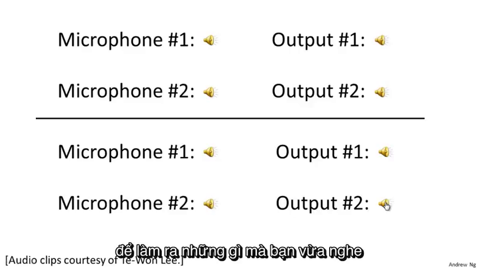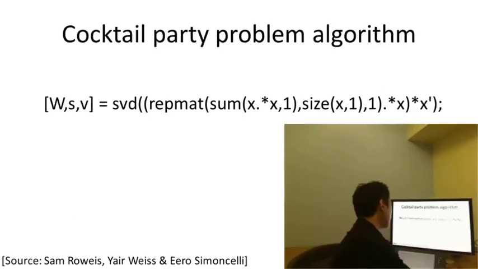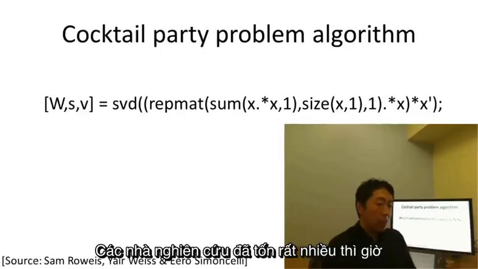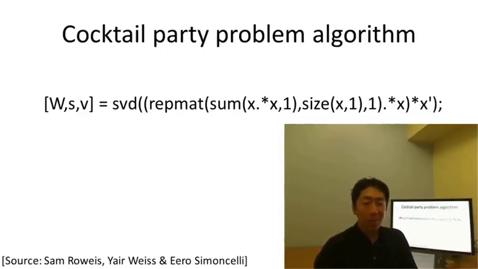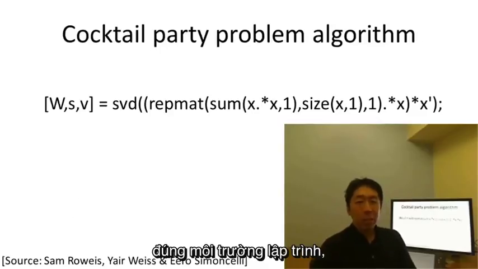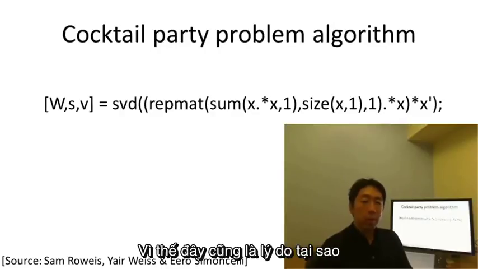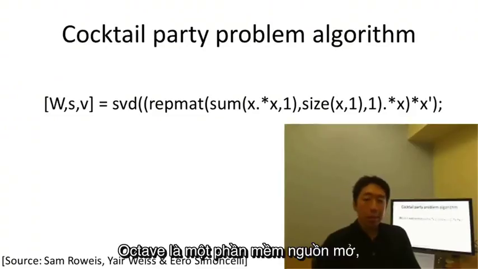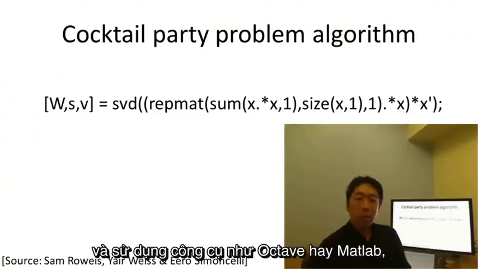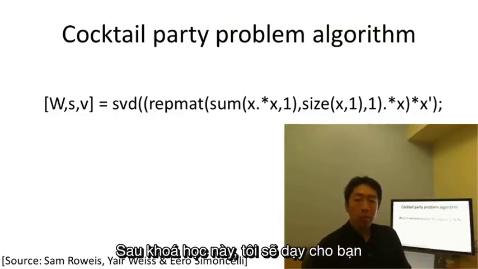It turns out the algorithm to do what you just heard can be done with one line of code, shown right here. It did take researchers a long time to come up with this line of code, so I'm not saying this was an easy problem, but it turns out that when you use the right programming environment, many learning algorithms can be really short programs. So this is also why in this class we're going to use the Octave programming environment. Octave is free open source software, and using a tool like Octave or MATLAB, many learning algorithms become just a few lines of code to implement.